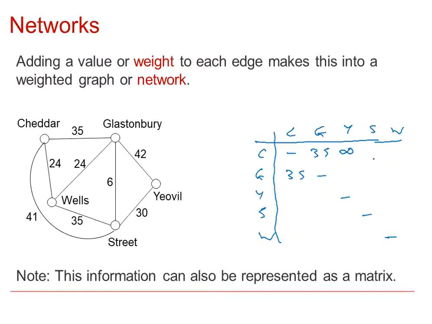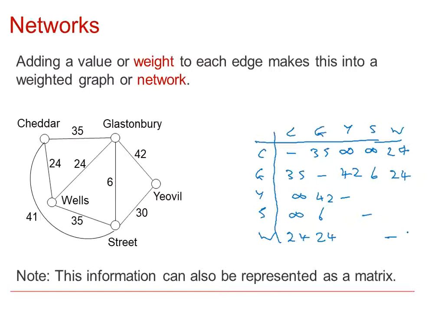From Cheddar to Street, there's no direct link. From Cheddar to Wells is 24, and these would be infinity. From Glastonbury to Yeovil, there's 42 direct, so that would be 42 as well. From Glastonbury to Street is 6, so that would be 6. And to Wells is 24.